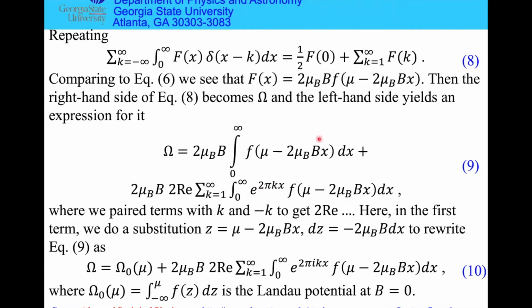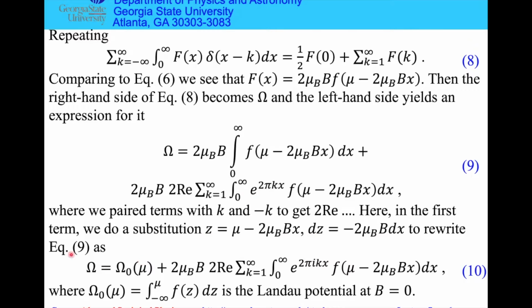Now in the first term we will do a familiar substitution. We'll call the argument a new variable, z, defined as mu minus 2 mu bb x, that's this argument. The variable is x, so dz is minus 2 mu bb dx. The minus sign means that I will have to swap the limits of integration. What are the limits of integration? When x equals 0, then z is equal to mu. When x equals infinity, then z is minus infinity.